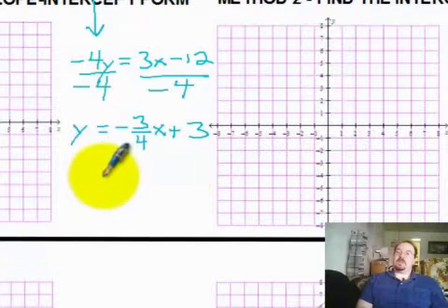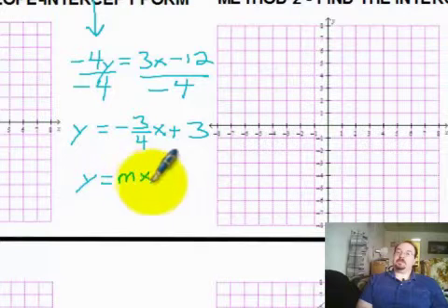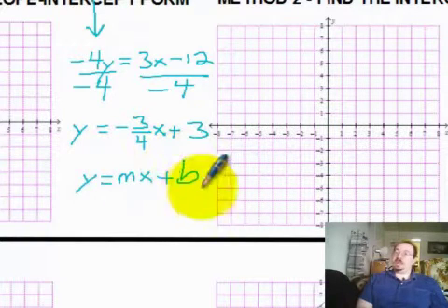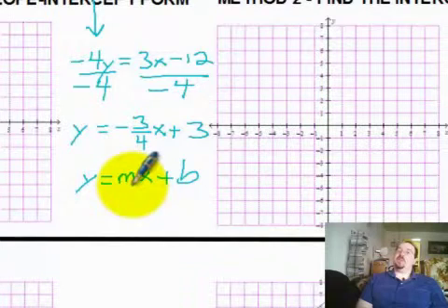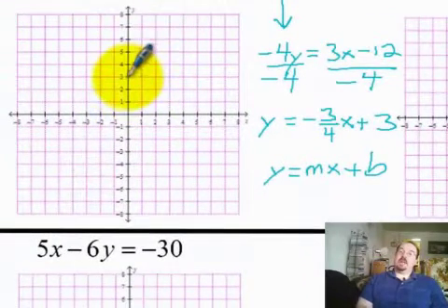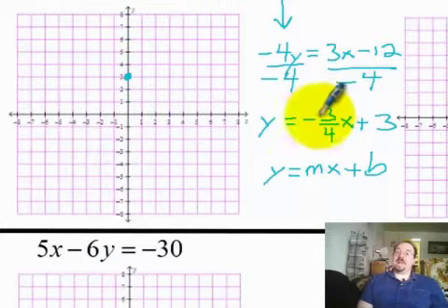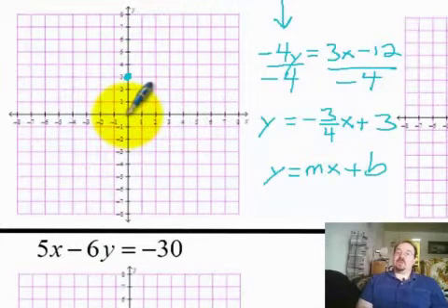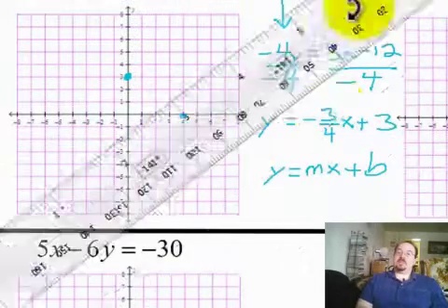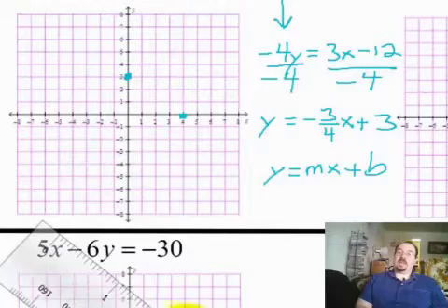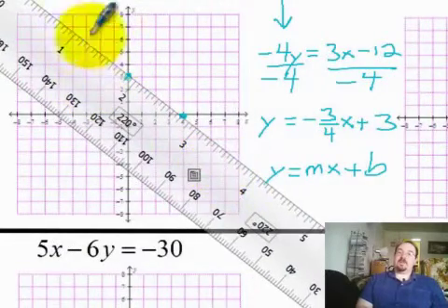And if you remember slope-intercept form, y equals mx plus b. B tells you where to start on y, and m is your rise over your run. So for this problem, I'm going to start at 3. I'm going to move down because of the negative, so I move down 3, right 4, and I will connect those 2 points with a nice smooth line. And that is slope-intercept form.